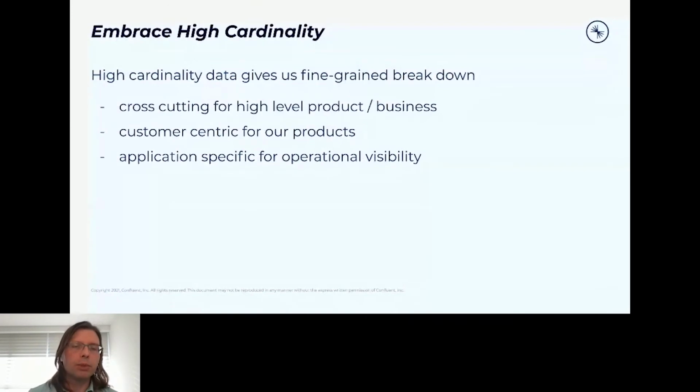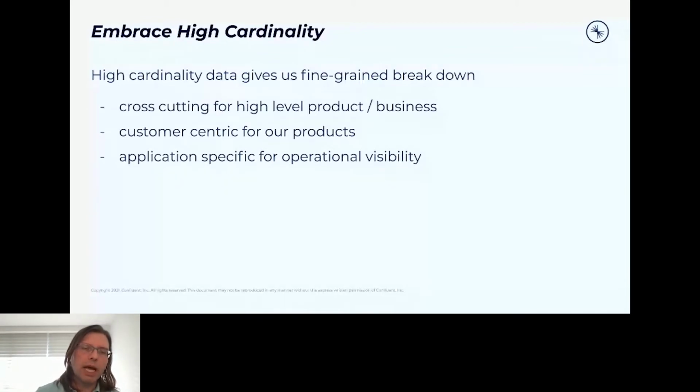It wouldn't be possible to support all these different use cases if we didn't have these very fine-grained breakdowns of all this data. And embracing high cardinality is important, so we can get these cross-cutting dimensions for a high-level product and business understanding. And we may have more customer-centric dimensions that we break these down by. And then, last is also having the more physical, application-specific dimensions that help us with our operational visibility.